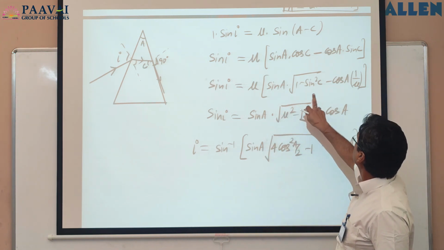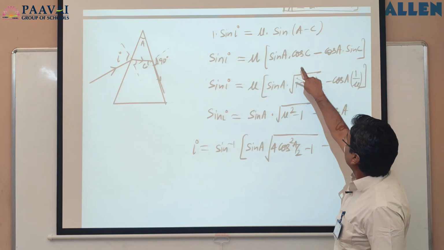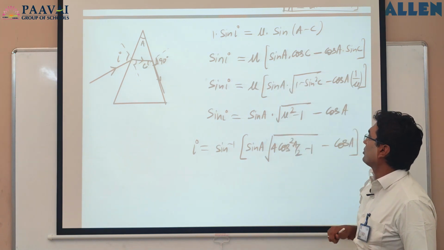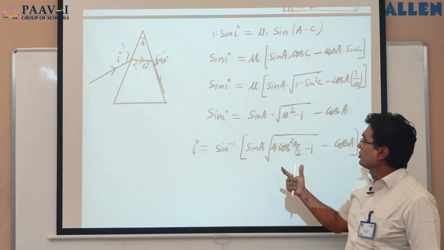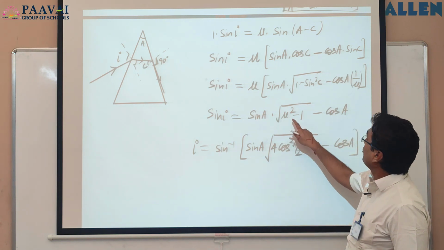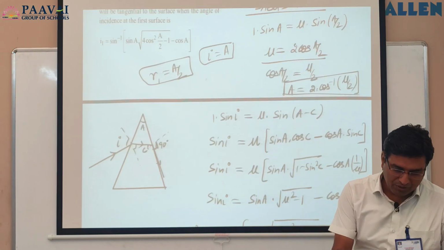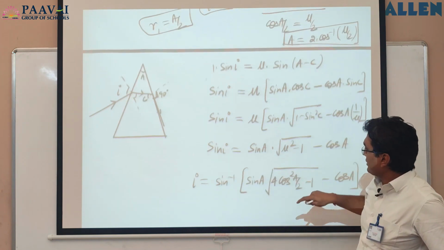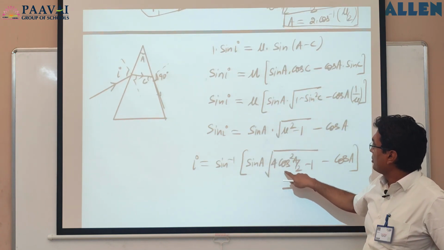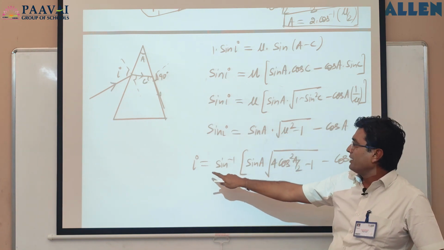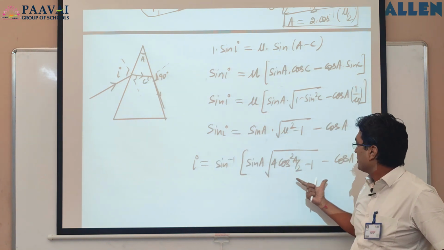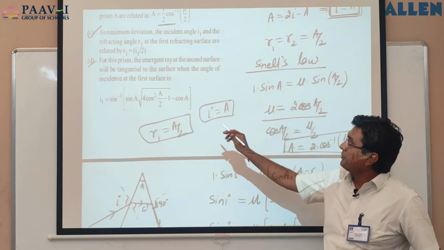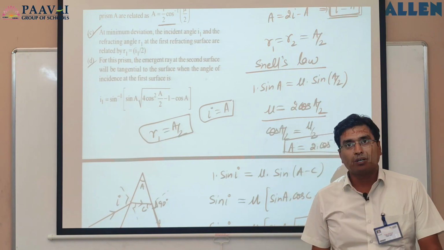So, I just put the value of sin C as 1 by mu here, and cos C as root of 1 minus sin square C. Once you multiply mu inside, we will be getting root of mu square minus 1. So, just write everything here. Mu value we already got here. Mu value is nothing but 2 cos of A by 2. So, exactly, mu value I am putting here, 4 cos square A by 2 minus 1. So, I will be getting I as sin inverse of this total bracket right hand side, and that is what is given in your D option. So, D is also a correct option.